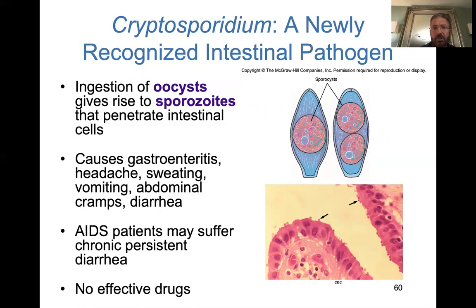It causes gastroenteritis, right? So stomach, intestinal inflammation, headache, sweating, vomiting, abdominal cramps, and diarrhea. So like I said, this is going to mimic a lot of different things. But if your immune system's not able to get it, you're going to suffer from much more chronic, persistent diarrhea. So even flushing this out may not be enough.